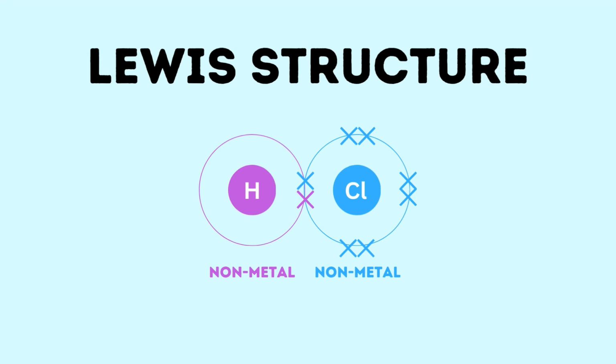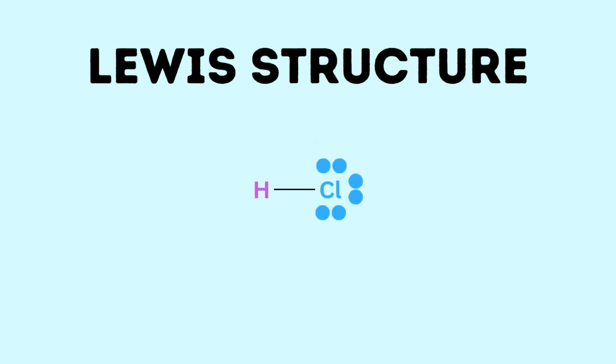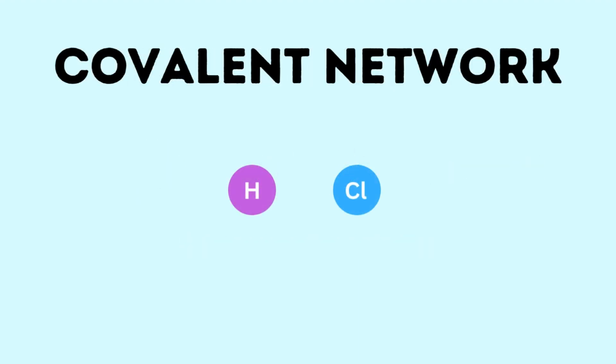But how do we convert this to Lewis structure? First, we need to remove the circle for the outer shell and move everything a bit closer together. Then we need to turn the crosses for electrons into dots. Then we'll replace where the bonded electrons are with a line and remove the circle for the nucleus, leaving us with this. Here are some more examples of covalent bonds shown with Lewis structure, where each line represents a covalent bond.